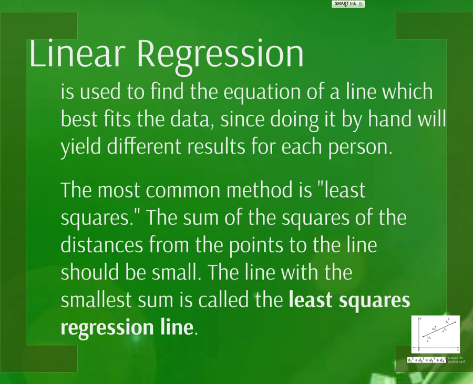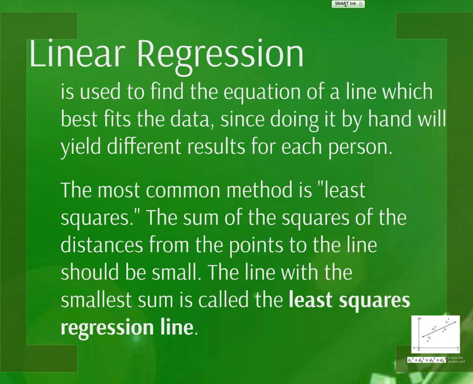Now, the most common method is called least squares. I'm explaining it here in words, but we are also going to look at what that looks like in a diagram. So if these words in the second part aren't really making sense to you, I think the diagram will help. With the least squares, the sum of the squares of the distances from the points to the line should be small. So the line with the smallest sum is called the least squares regression line. It has the smallest sum, so that's where the least comes into play. And it's the sum of the squares, so that's why it's the least squares regression line.